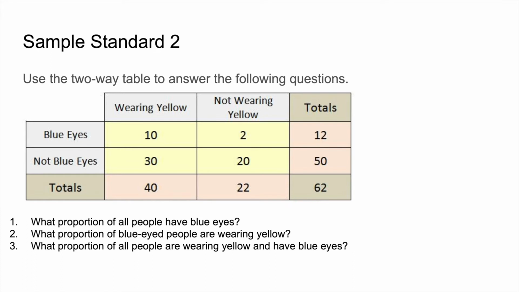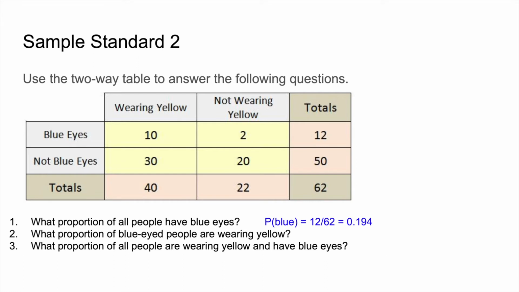So here's an example of standard two. Use the two-way table to answer the following questions. And when you do so, you want to make sure that you use proper notation and round to 3 decimal places. So go ahead, pause the video, give these questions a try, and when you're ready, we'll go over the answers. So what proportion of all people have blue eyes?